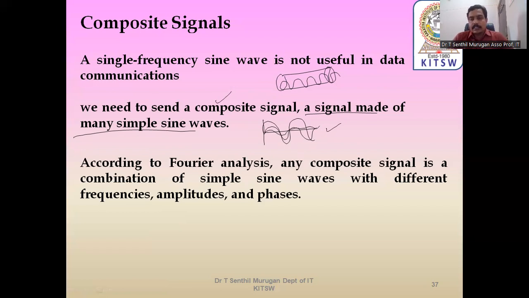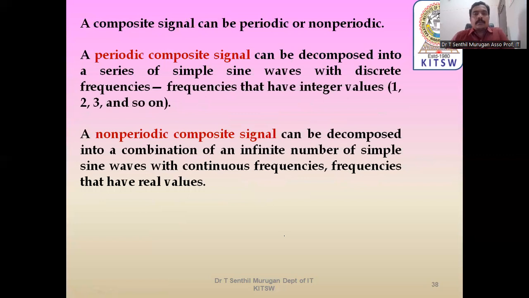According to Fourier analysis, any composite signal is a combination of simple sine waves with different frequencies, different amplitudes, and phases. Okay, I already said: different amplitude means the height of the waves, different frequency means the number of waves or periods is different, and the phases are also different. A periodic composite signal can be decomposed into a series of simple sine waves with discrete frequencies, frequencies that have integer values, like 1 Hz, 2 Hz, 3 Hz. But a non-periodic composite signal is decomposed into a combination of an infinite number of simple sine waves with continuous frequencies, that is, frequencies that have real values, not integer values.